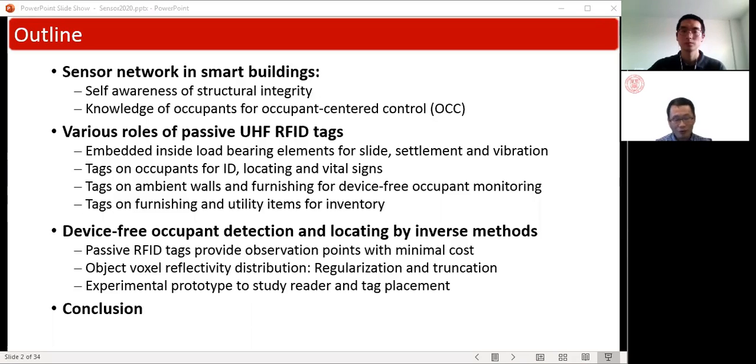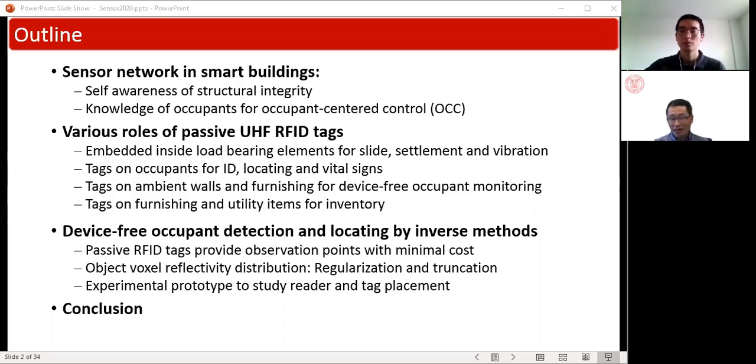First, I'm going to tell you about sensor networks in smart buildings. A smart building should have self-awareness of structural integrity. The second, it should have knowledge of occupants for occupant-centric control. So the roles of the passive UHF RFID tags can be, first, embedded inside load-bearing elements to detect slide, settlement, and vibration, normal or abnormal, so that through these sensing units, we can have an understanding of the structural integrity.